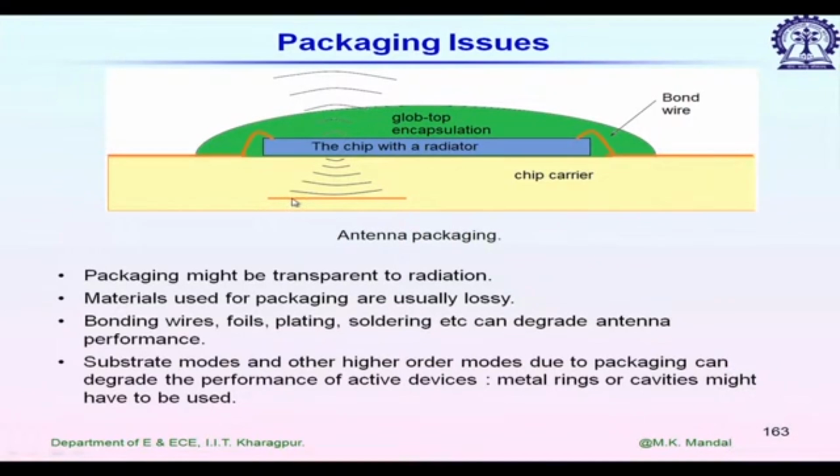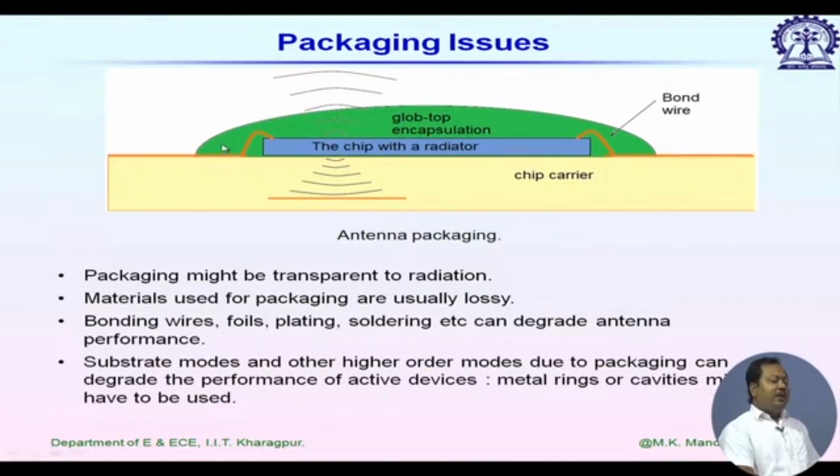Next, packaging issues. In practice, we will always be using some sort of packaging material to protect the chip from different weather conditions. It is showing a scenario like that. A glob top encapsulation is being used as the packaging material. Whatever material we use for packaging is usually lossy material. It will further deteriorate the antenna efficiency, or your antenna gain will decrease.